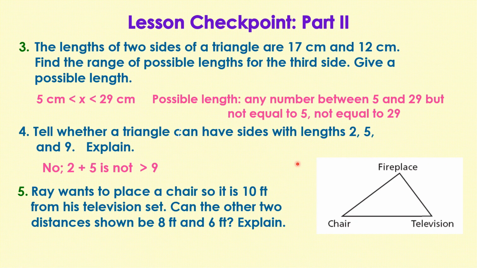Okay, number 5. You have a word problem. Ray wants to place a chair so that it is 10 feet from his television set. Can the other two distances shown be 8 feet and 6 feet? So you want Ray to have his chair at 10 feet. So that's the longest side. The chair is 10 feet away from the television set. Can this be 8 and 6?